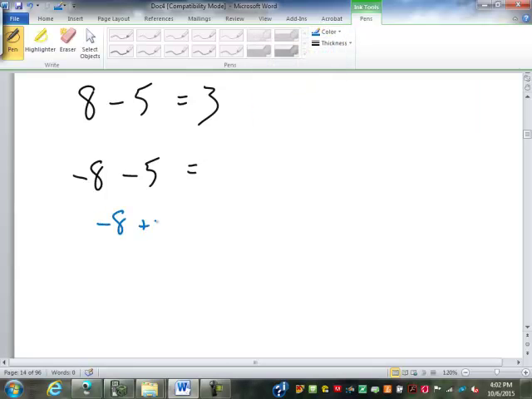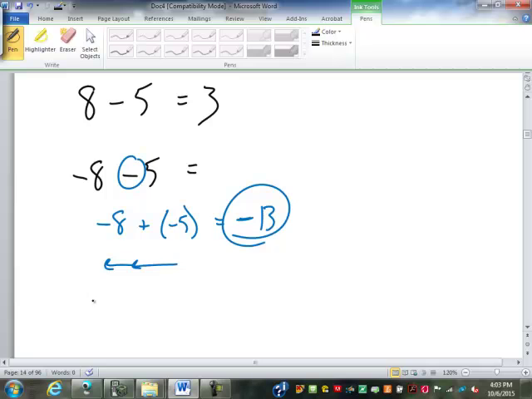That's negative 8 plus a negative 5. Remember, subtraction always gets changed to plus the opposite. So minus a positive 5 becomes plus a negative 5. And yeah, we have negative 8, negative 5. That is a negative 13.